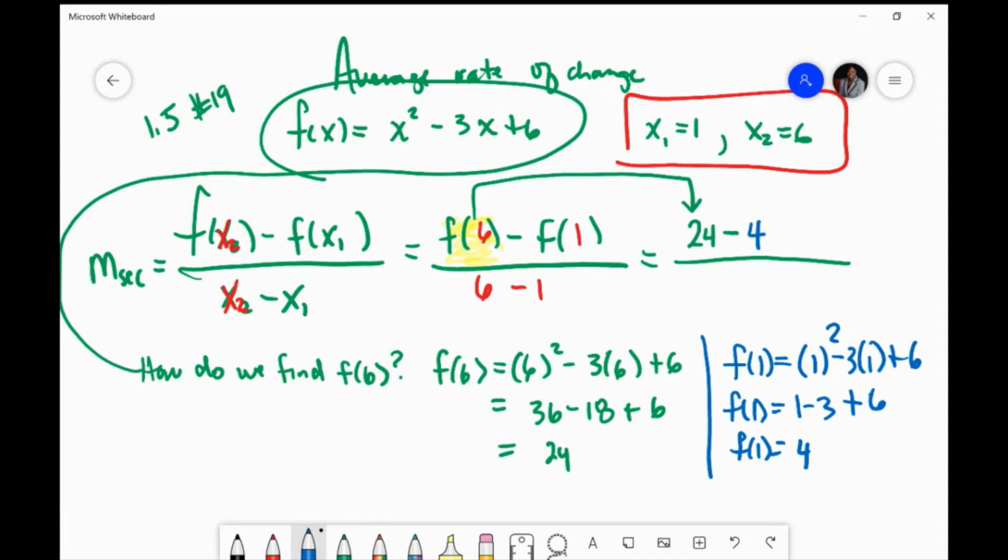We know 6 minus 1 is 5, right? So that's 5. 24 minus 4 is 20. All right. 20 divided by 5 equals 4. That's your average rate of change.